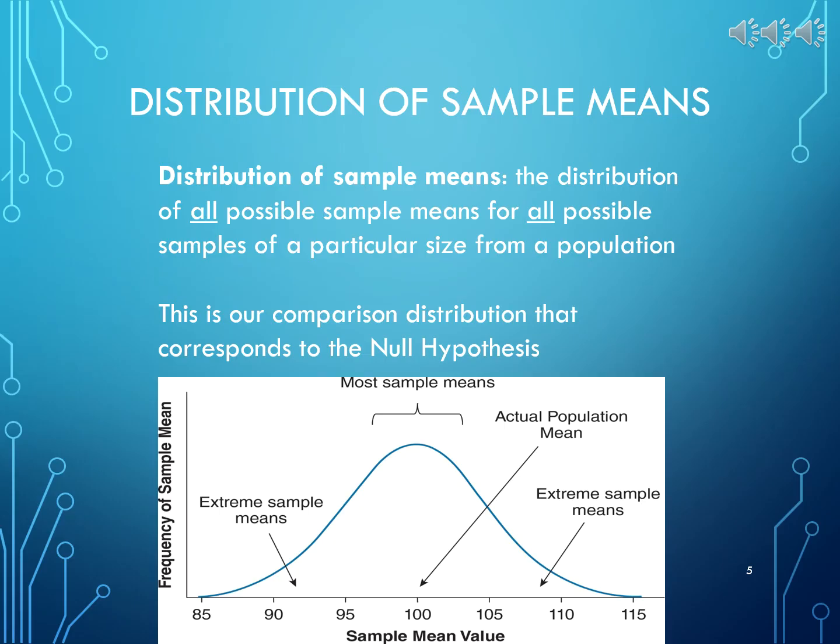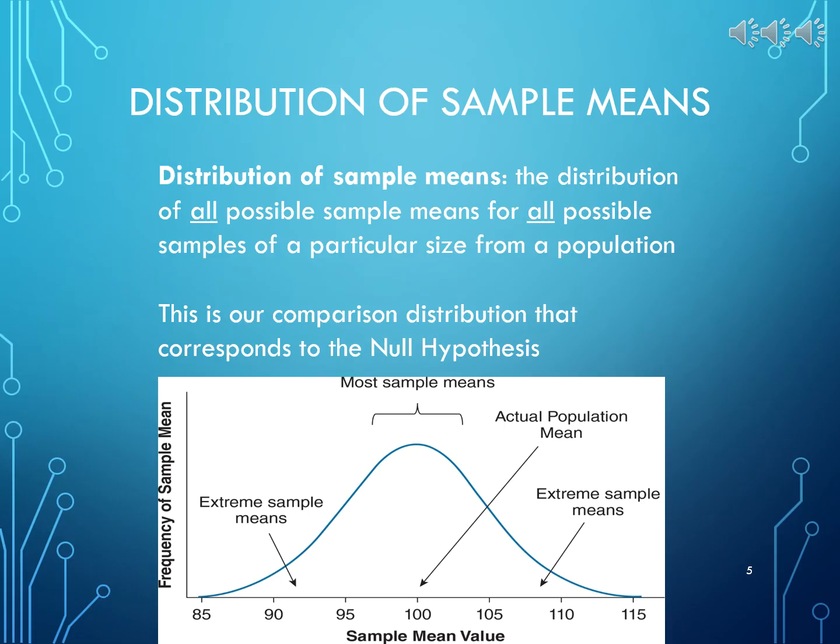So let's talk more about how we would actually go about theoretically constructing the distribution of sample means, while also knowing in the back of our minds that we don't actually go out and collect hundreds and hundreds of different samples. That would take way too long. We usually just collect one sample, and then we compare it to this theoretical distribution of sample means, which we can actually create mostly using statistical software.